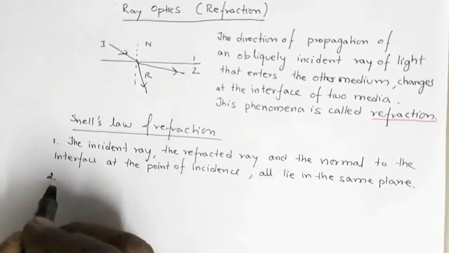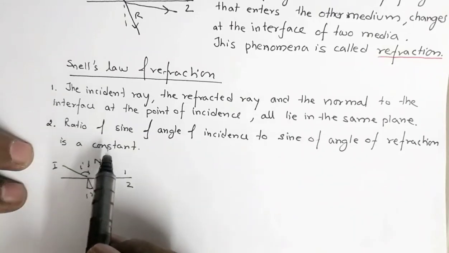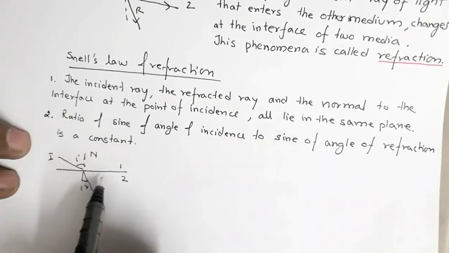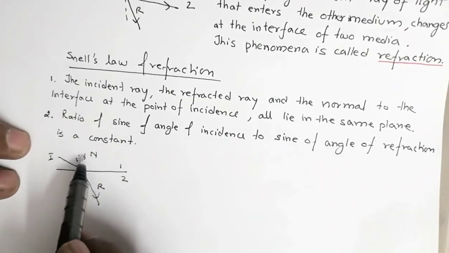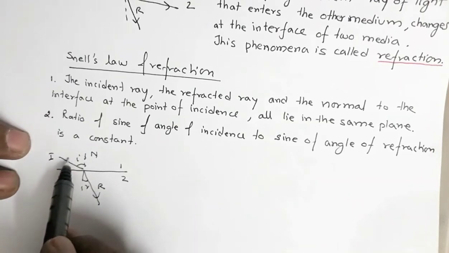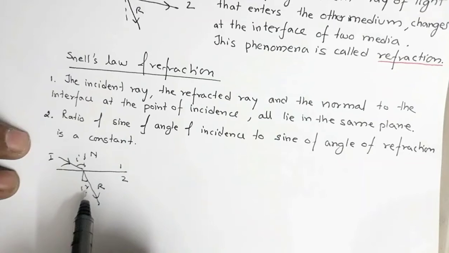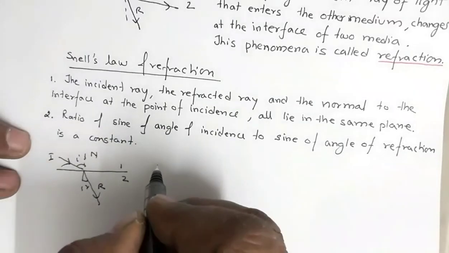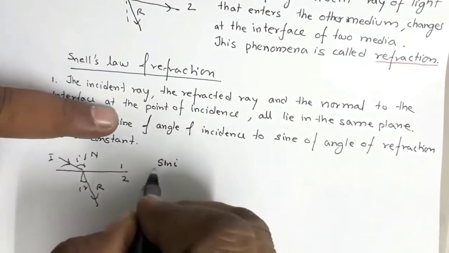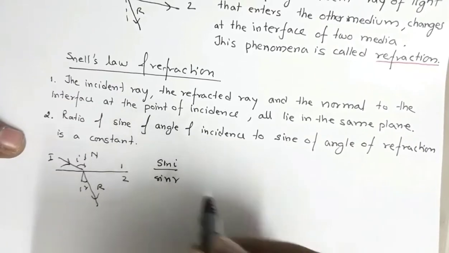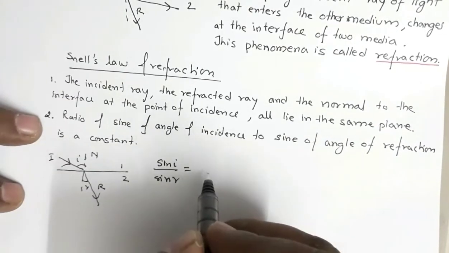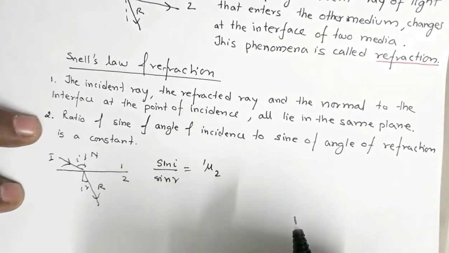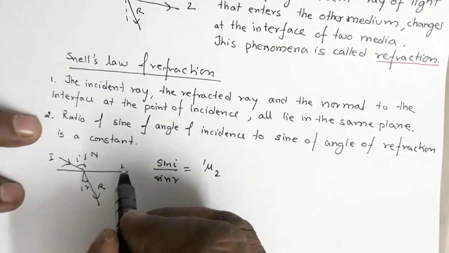Then we have the second law. The ratio of sine of angle of incidence to sine of angle of refraction is a constant. Now suppose this is the interface of medium 1 and medium 2. This is the incident ray, this is the normal at the point of incidence and this is the refracted ray. So this is angle of incidence, this is angle of refraction. So ratio of sine of angle of incidence to sine of angle of refraction is a constant. So sine i by sine r, this ratio is a constant and it is equal to refractive index of medium 2 with respect to medium 1.